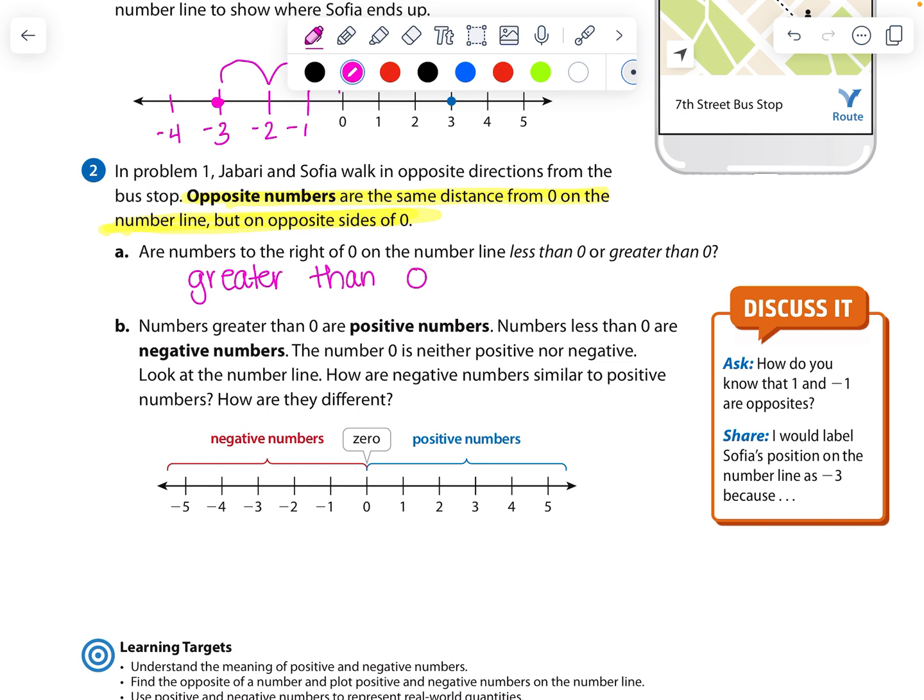Okay, so hopefully you've got some ideas. I'm going to write down a few. I'm going to say negative numbers use the same numerals as positive, but have a minus sign in front.